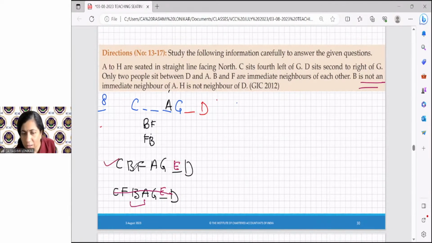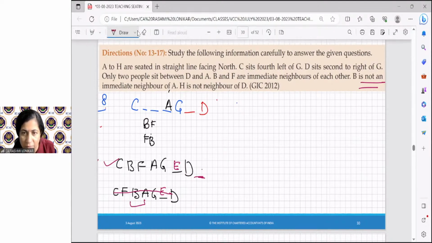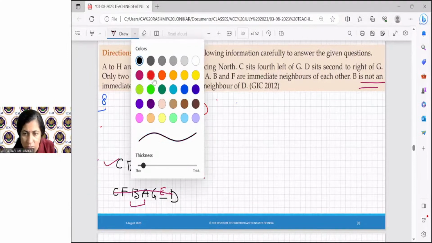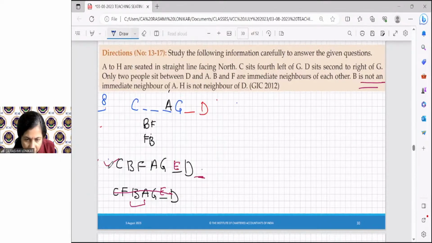But what do I have? 1, 2, 3, 4, 5, 6, 7. I need 8. That is why I tell you to write down the number, because when I count, I have to see which is the missing alphabet. H is the missing alphabet. H is not a neighbor of D. So I cannot have H here. I will put my H here. So it will be H, C, B, F, A, G, E, D. This will be the correct one.